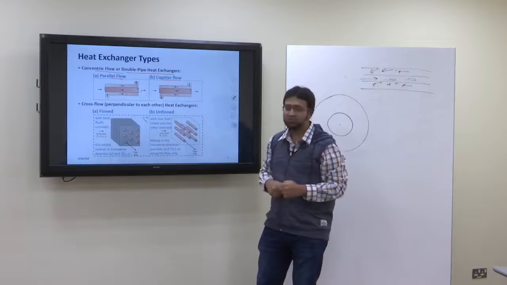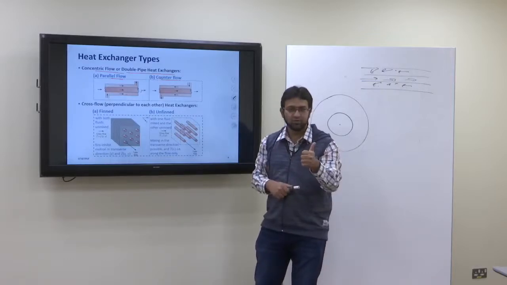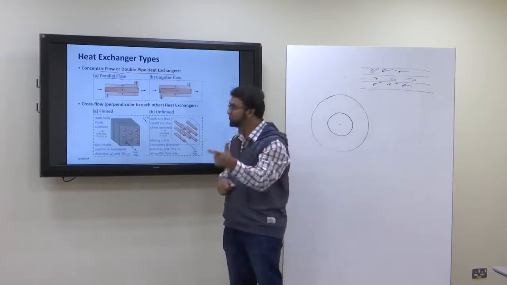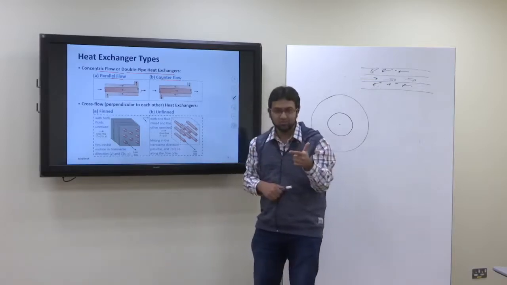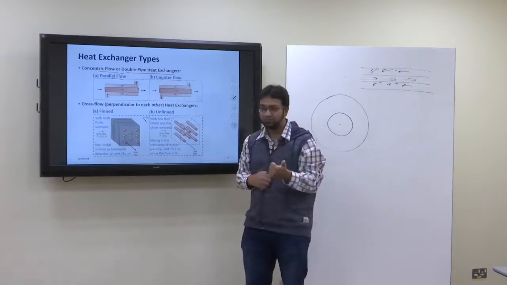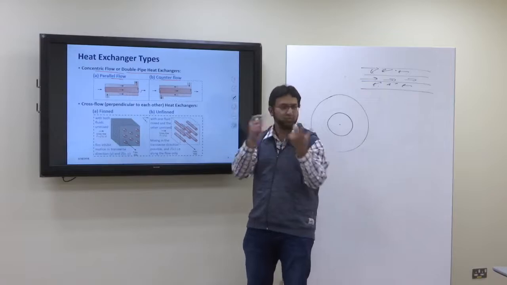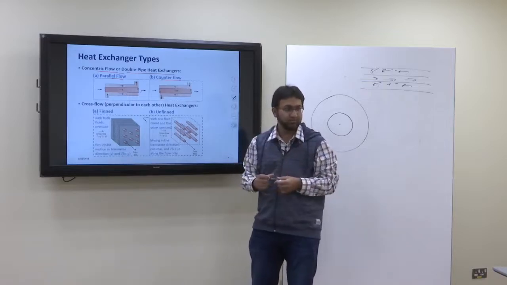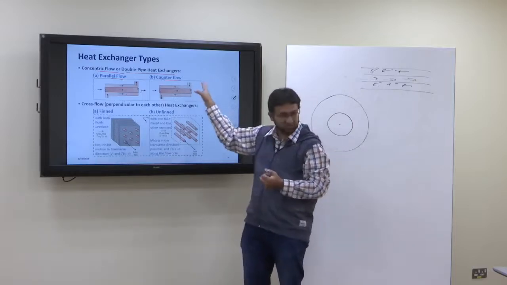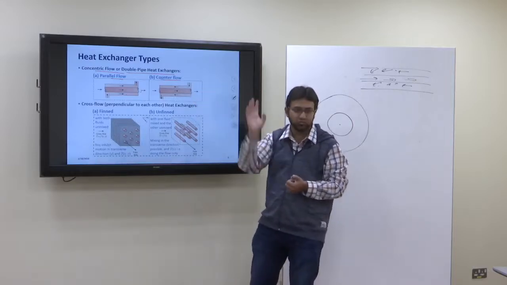Do you understand the concept of parallel flow? Do you understand the concept of counterflow? Do you understand why it is called a double pipe heat exchanger? Because there are two pipes. You understand why it is concentric flow? Yes, because the centers of the two pipes are the same. For this type of heat exchanger, it has to be pipe.